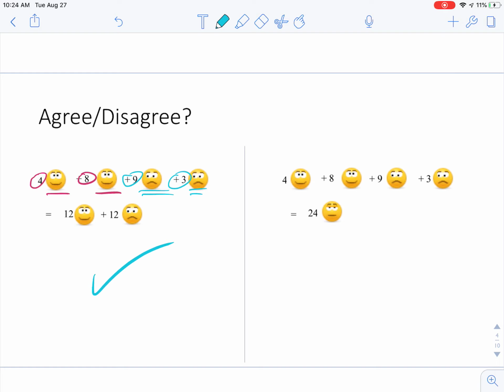For this one, I disagree. We have smiley faces here, well, really 12 smiley faces, 4 smiley faces plus 8 smiley faces. And we have 9 frowny faces and 3 frowny faces. This is a brand new variable. You can't combine x and y and get z. You can't combine 2 variables to get a new variable. So no, we don't have 24 of anything here. We have 12 smileys, 12 frowns, and no, we don't have any of these indifferent faces. So this is a disagree.